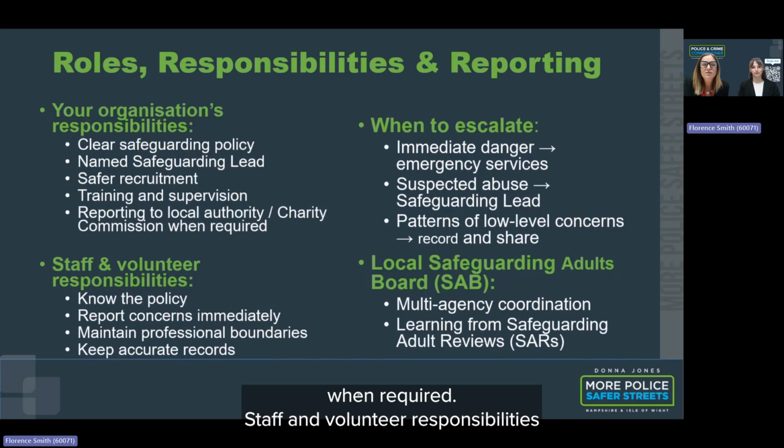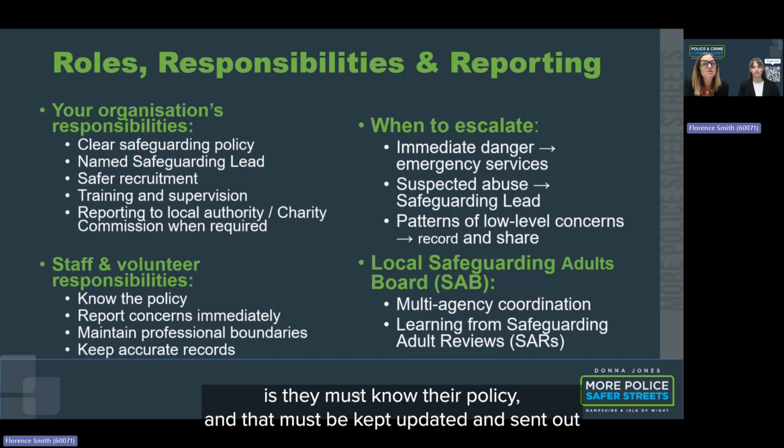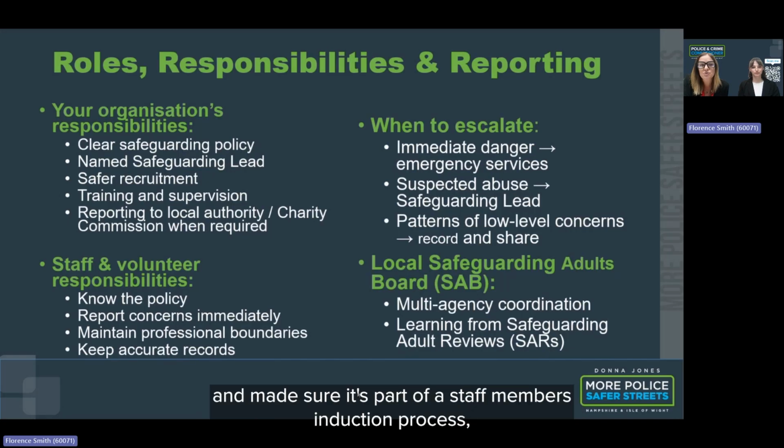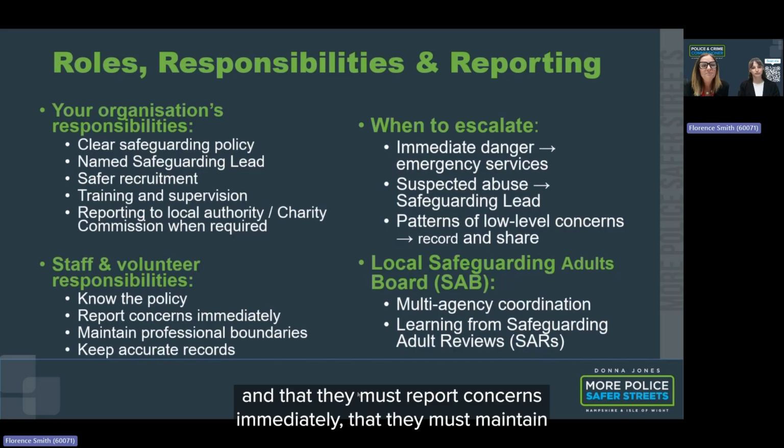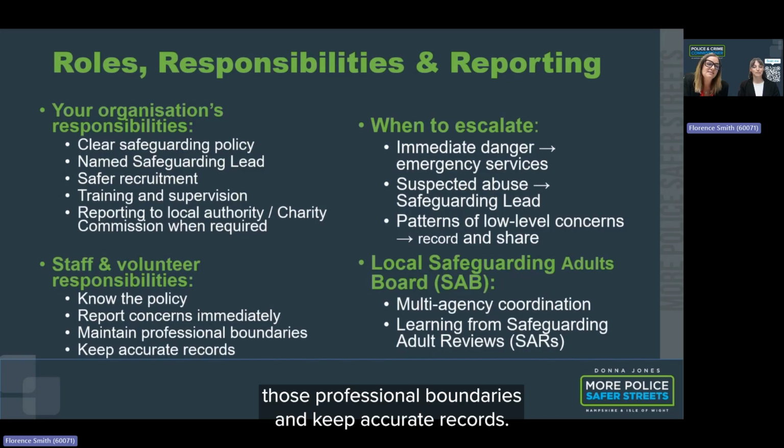So staff and volunteer responsibilities: they must know their policy, and that must be kept updated and sent out and made sure it's part of a staff member's induction process. They must report concerns immediately, maintain professional boundaries and keep accurate records.